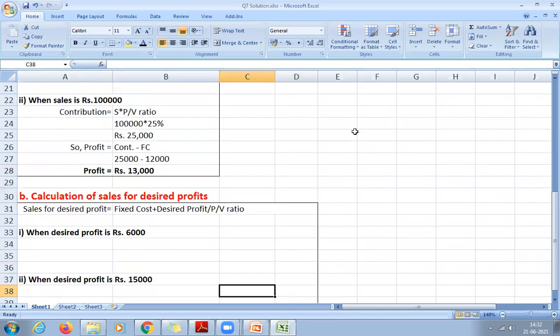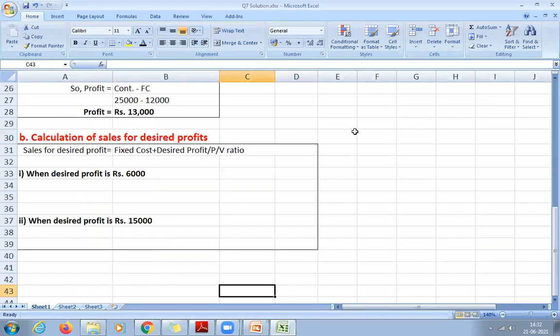And next we will calculate now. Now they have given us a profit. We have to calculate now the sales. If the profit target is this much, so how much do I need to sell? So we will do that.